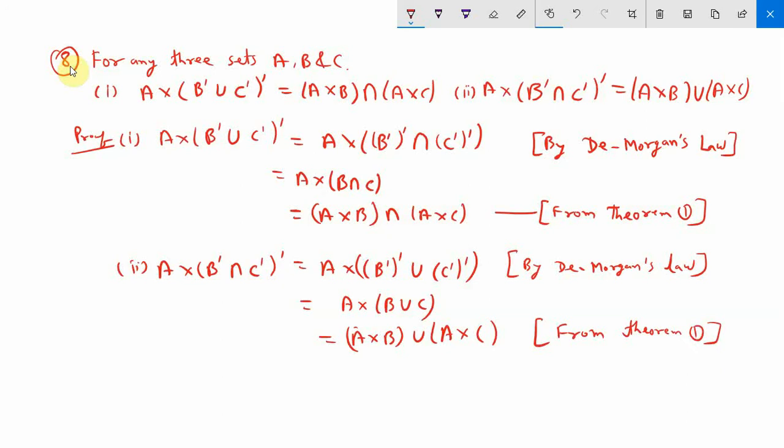Okay friends, so let me clean this. Next we will see another theorem 9. Remember all these theorems, because the result of one theorem will be used in another theorem, and also to solve problems we may directly use these theorems.